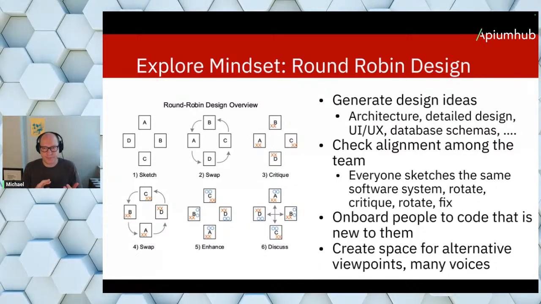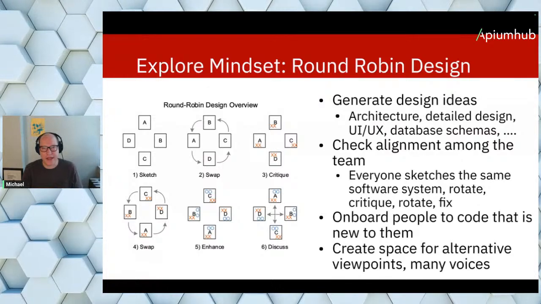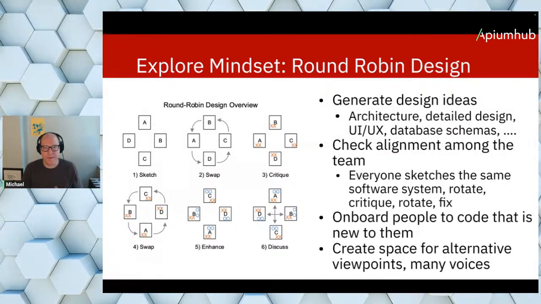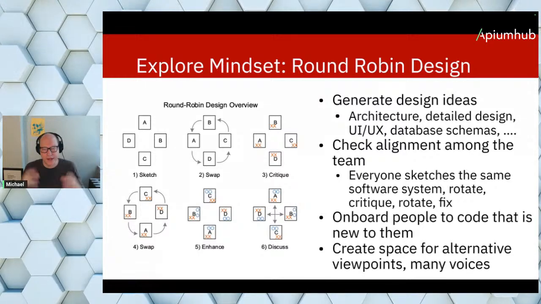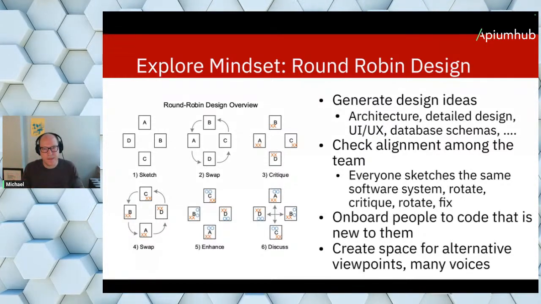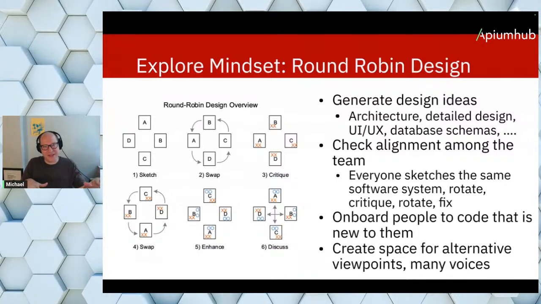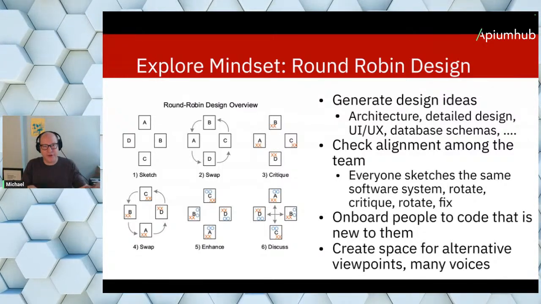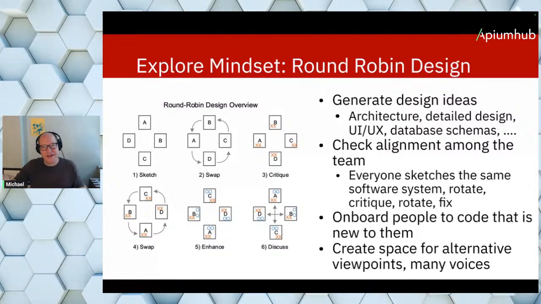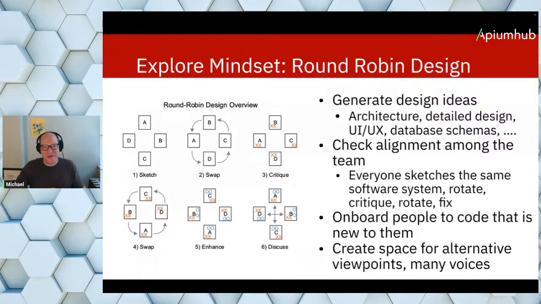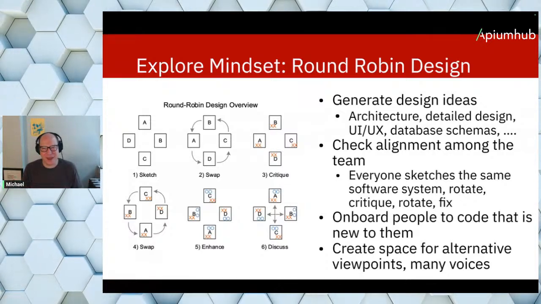So architecture, database schemas, API design, lots of different ways you can use it for exploration. But you can also use it to check alignment. Is everyone actually thinking about the same things? You're going to see right away when everyone sketches, if instead of exploring, you say everyone sketch our architecture. As soon as you trade, you're going to know whether people are thinking about the same things, whether everyone is on the same page.